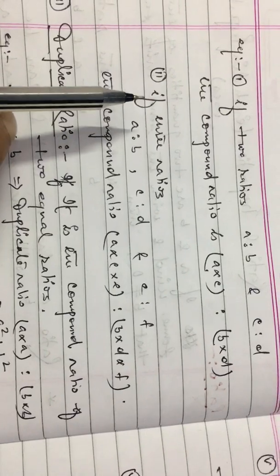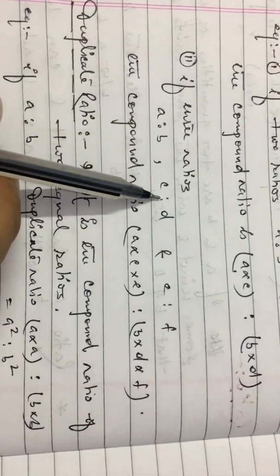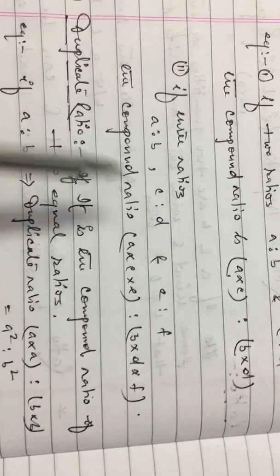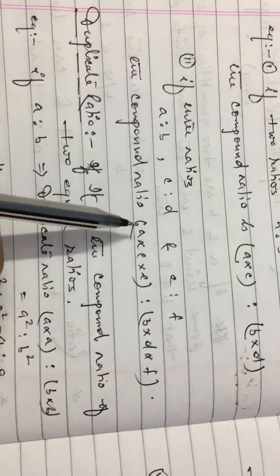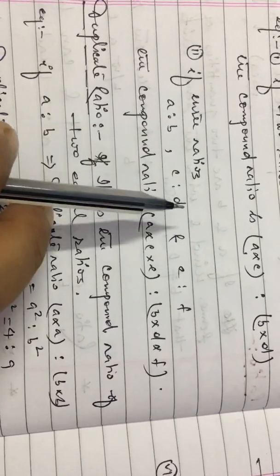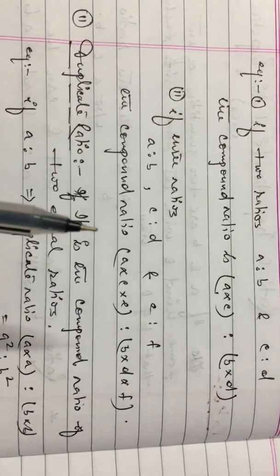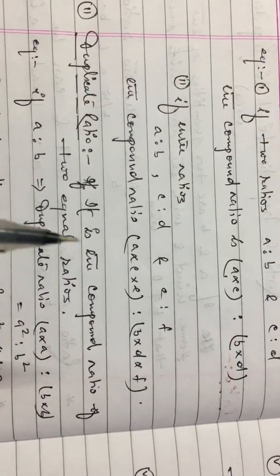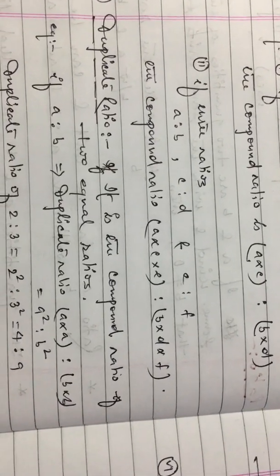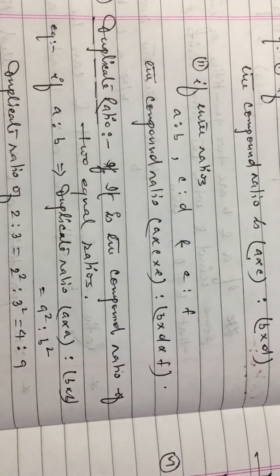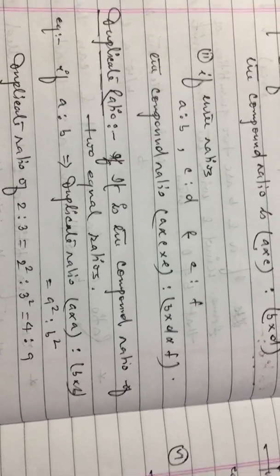See one more example. Suppose there are three ratios, A is to B, C is to D, and E is to F. Then their compound ratio is A into C into E is to B into D into F. That is the compound ratio. In the case of compound ratio, it doesn't matter how many ratios there are. We have to multiply all the antecedents, put the ratio sign, and multiply all the consequents.